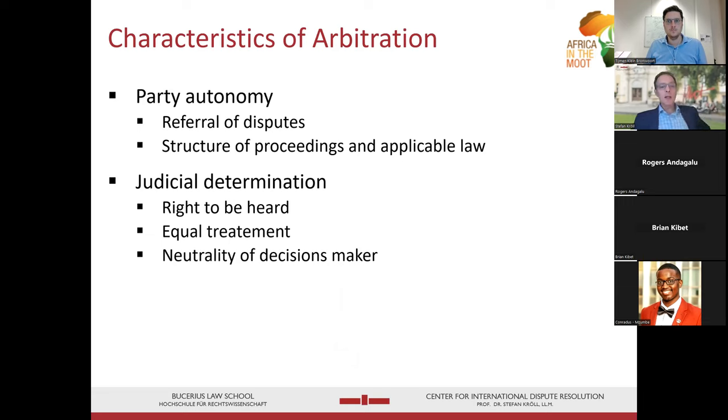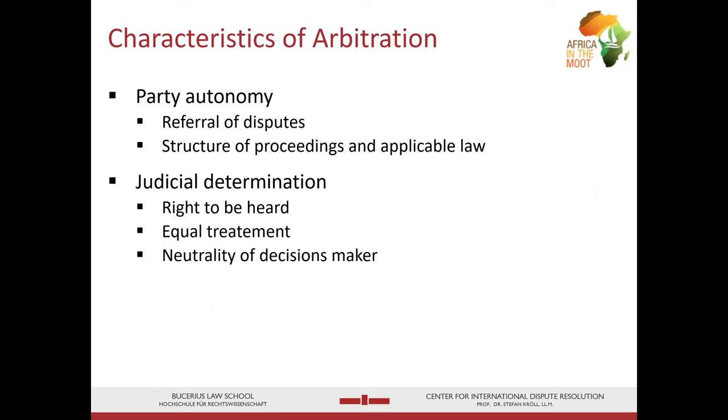Because judicial determination means in the end, there is a decision by someone, by a third party, which is binding upon you, upon which the bailiff will enforce the award against your property. So that is justified if there's really a neutral person. That is justified if both parties are treated equal, and that is justified if your right to be heard has been properly protected. And it's very often the question of right to be heard, properly protected, which comes up in post-award proceedings when someone tries either to resist enforcement or to challenge an award.